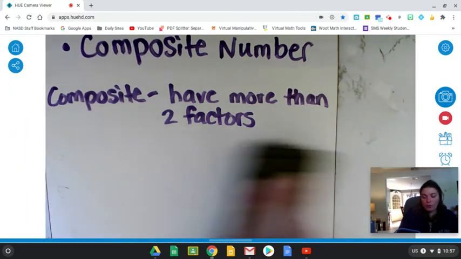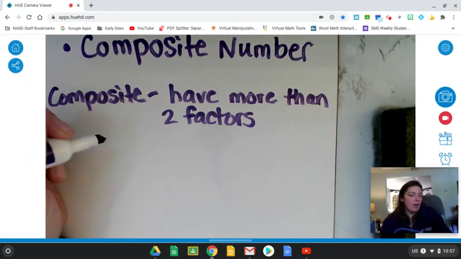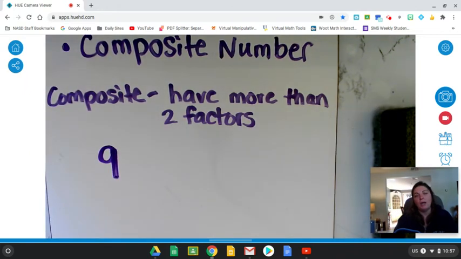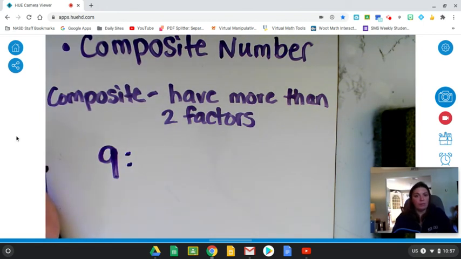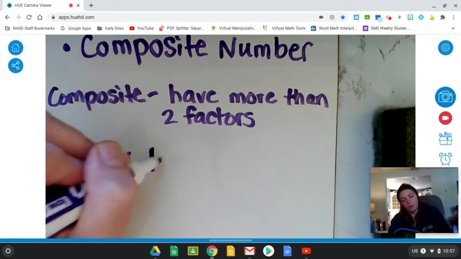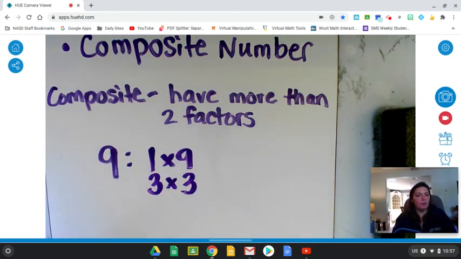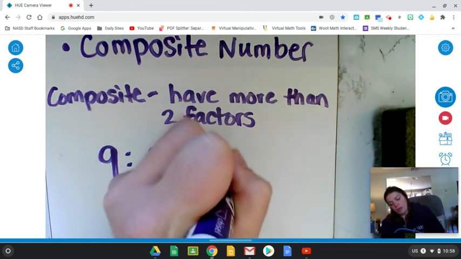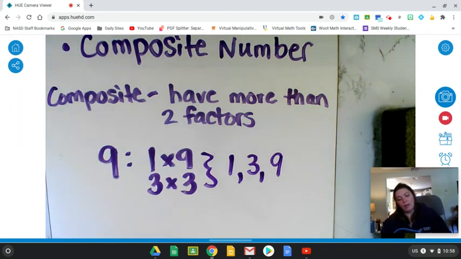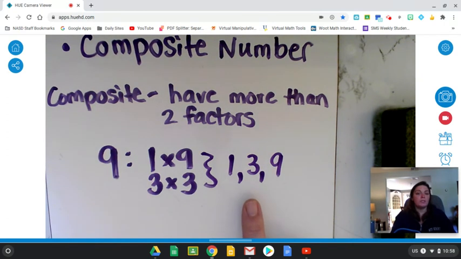Let's do one more. This one is commonly thought of as being prime. Why is 9 not prime? Think about it. What did you come up with? Well, let's look at the factors of 9. 1 times 9 and 3 times 3. A lot of people confuse 9 as being prime because it's odd. Well, not every odd number is prime. There's a lot of odd numbers, in fact, that are composite. So the factors of 9 are 1, 3, and 9. There are more than 2 factors, so it's composite.